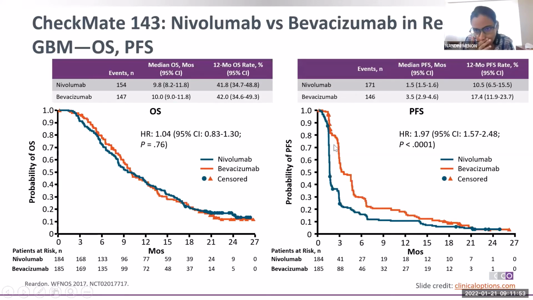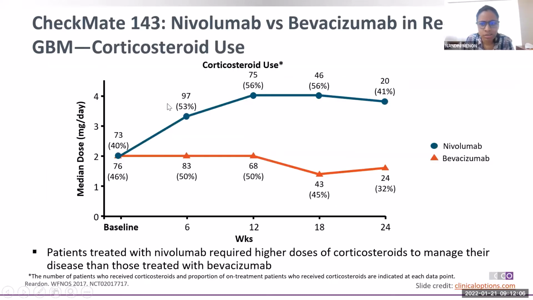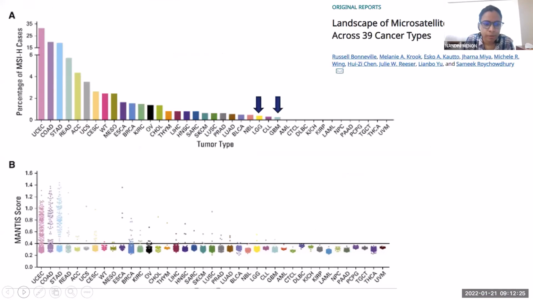And though again, like the URTC study, there was some PFS benefit. No, there was no PFS benefit. Actually, bevacizumab did better. And again, there was no OS benefit by addition of nivolumab. And this was a negative study. What they also showed is that the nivolumab patients did poorly. A larger number of patients required corticosteroids to manage the symptoms. Whether this interfered with the efficacy of immunotherapy is not known, but this was one of the negative prognostic factors.